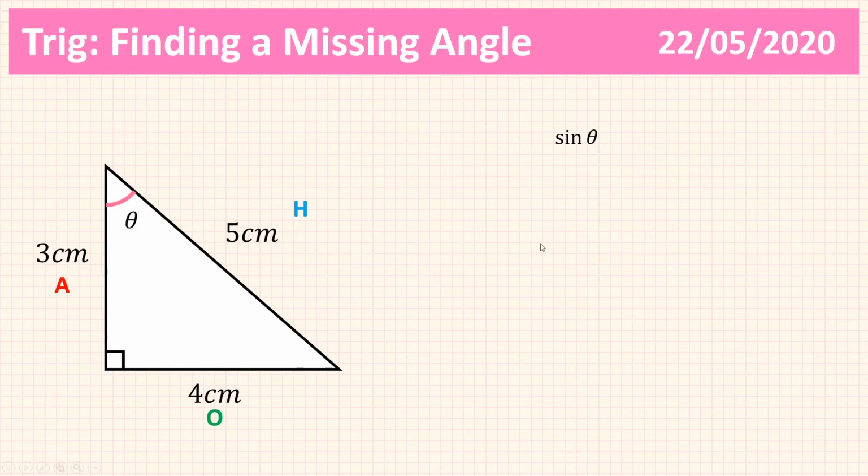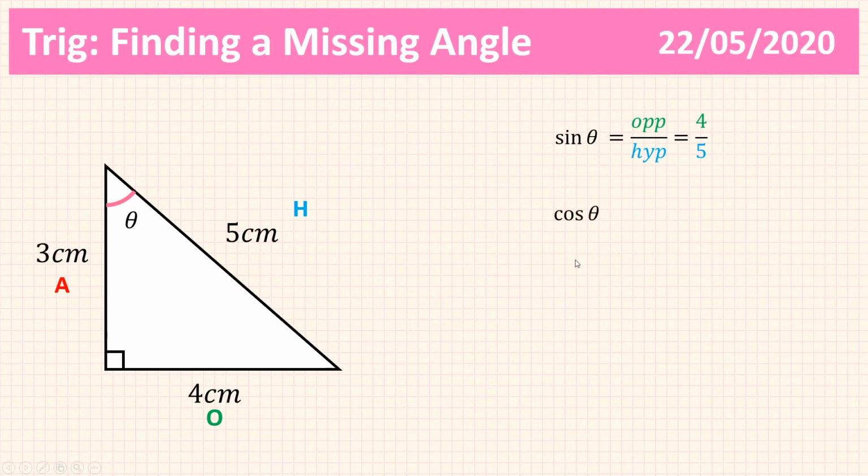Now, let's have a look. We know that sine theta is the opposite divided by the hypotenuse. So the value of sine theta in this triangle is 4/5. So the ratio of sine theta will give us the ratio 4/5. That's what this triangle tells us.